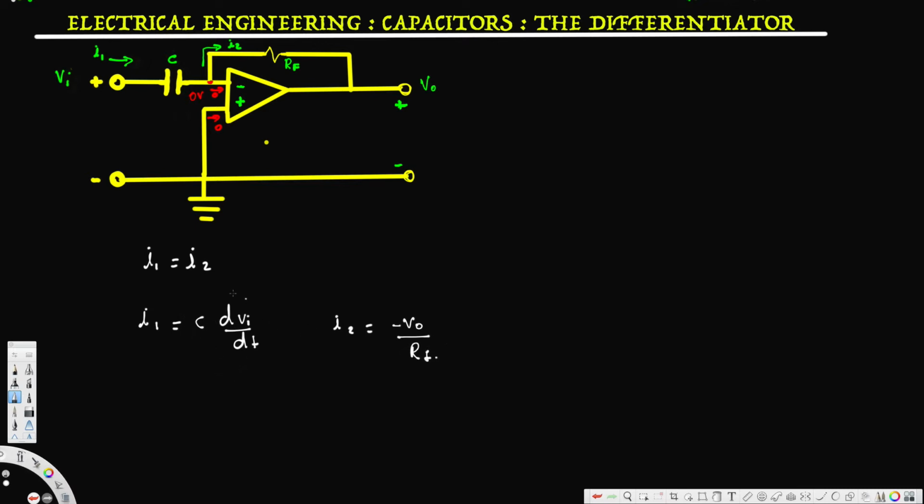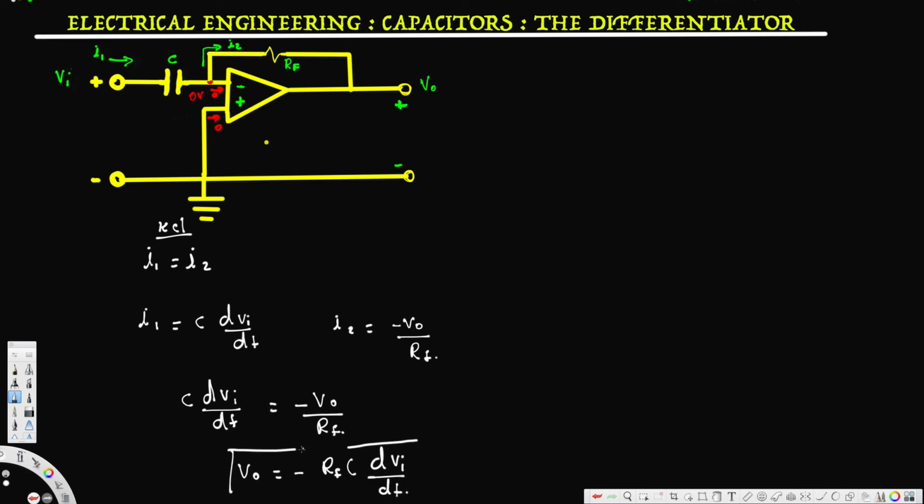We can equate these two according to KCL: I1 is equal to I2. So we can say C dVi over dt is equivalent to negative VO over RF. Therefore VO is going to be negative RF times C dVi by dt, and this is going to be our final formula for a differentiator op amplifier.